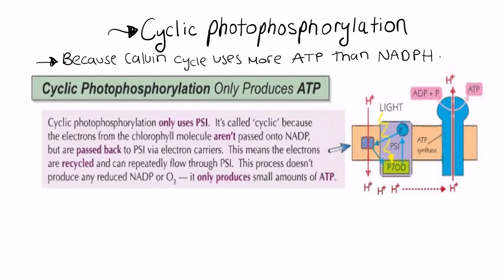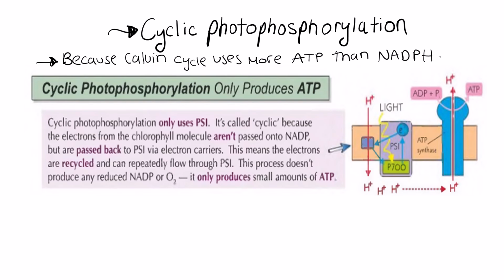So, the next step is cyclic photophosphorylation, or sometimes called the cyclic cycle. So why is cyclic photophosphorylation important? Well, because the Calvin cycle uses more ATP than NADPH. So the cyclic cycle makes ATP. Cyclic photophosphorylation only produces ATP.